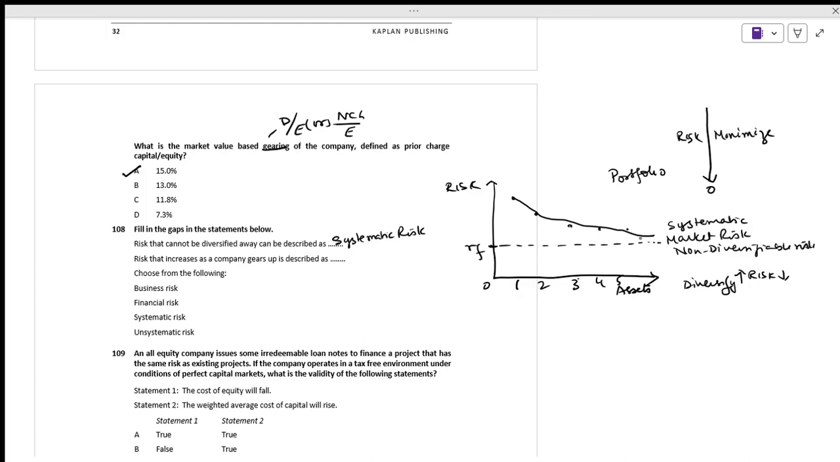Risk that increases as gearing increases. See, when debt increases, when gearing increases, what will happen? Financial risk will also increase.